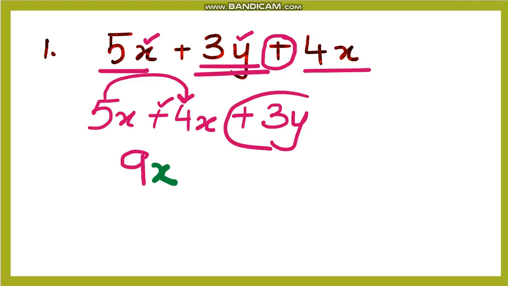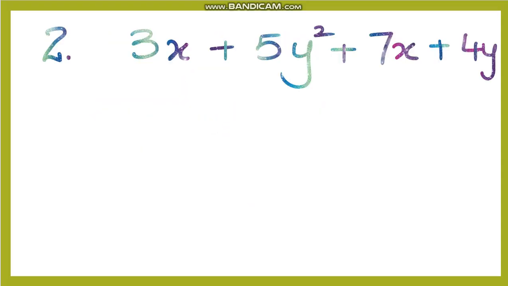Now, 3y has no like term in this question. So that means we are going to keep it as it is, plus 3y. That doesn't mean that we are going to leave it alone. No, it's part of the question. It has to be handled. So we will get the answer as 9x plus 3y.